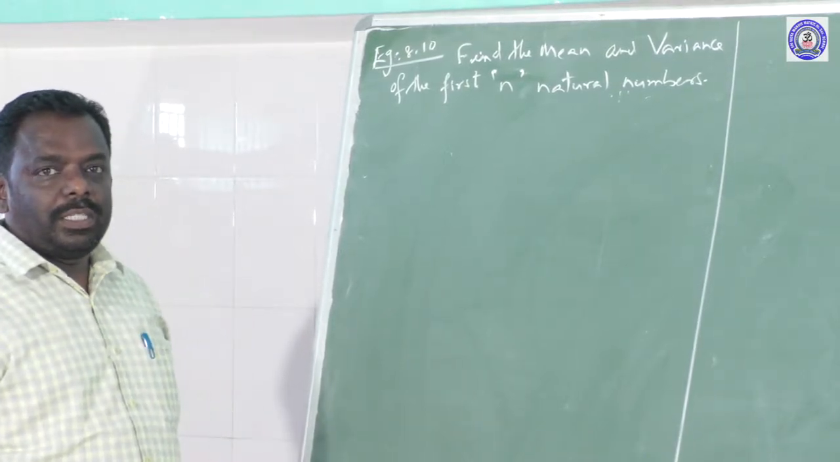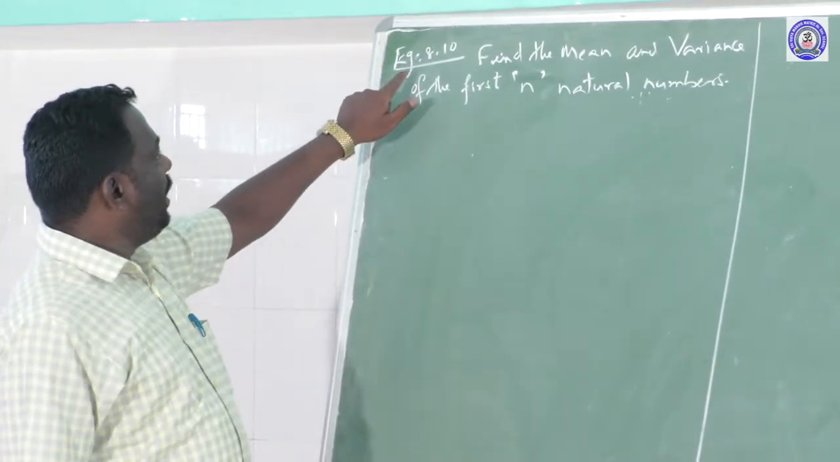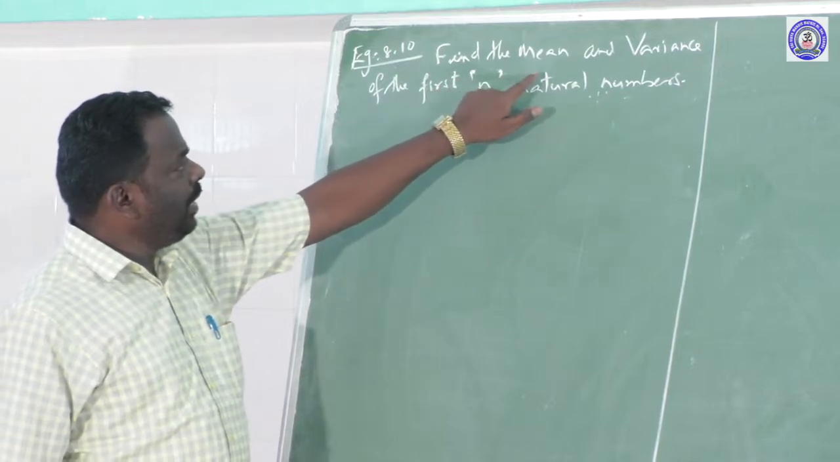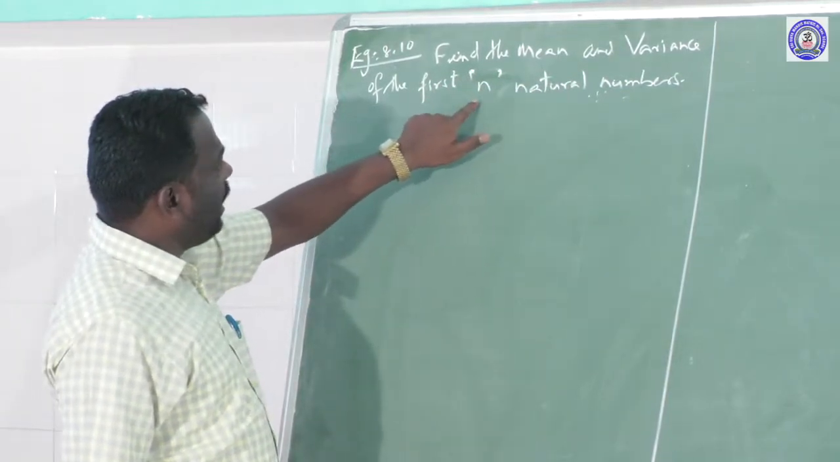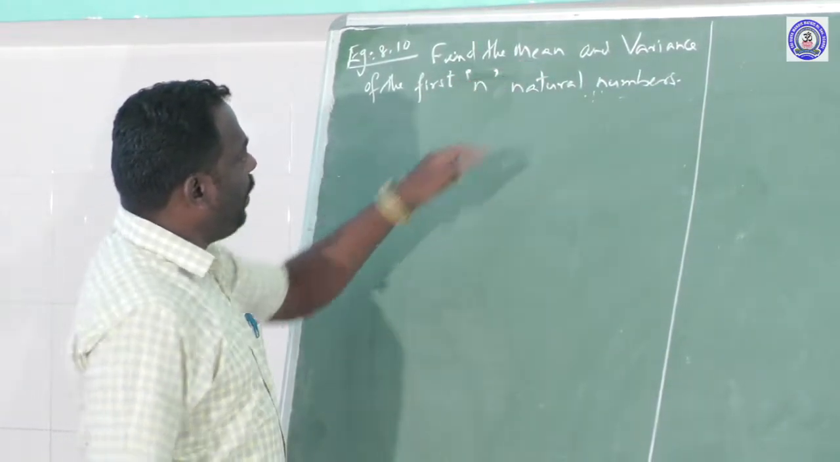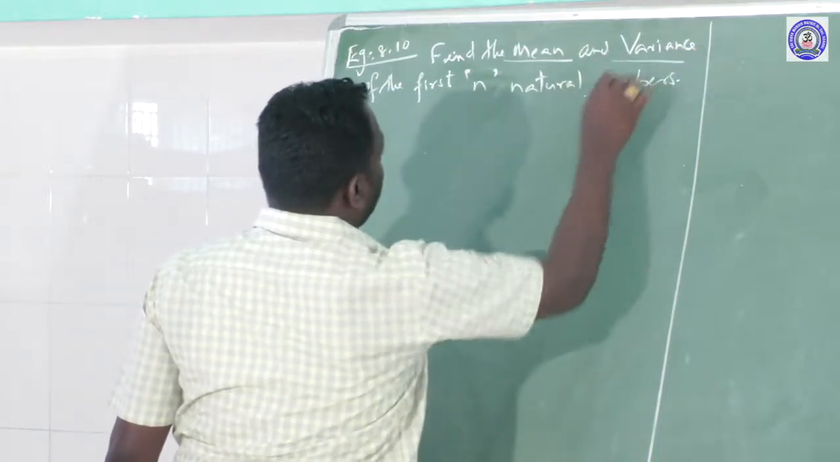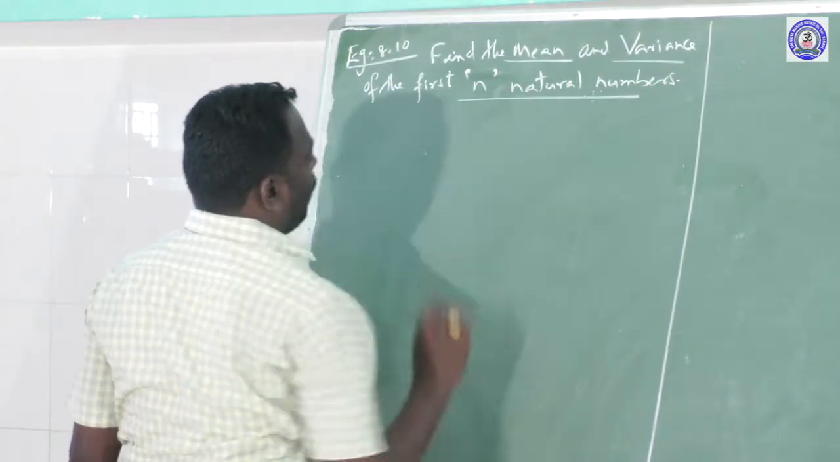Okay, let us see the next one. Example number 8.10: Find the mean and variance of the first n natural numbers.